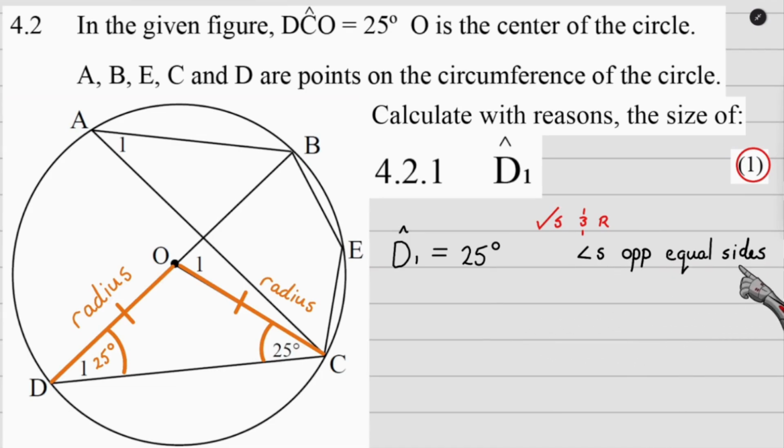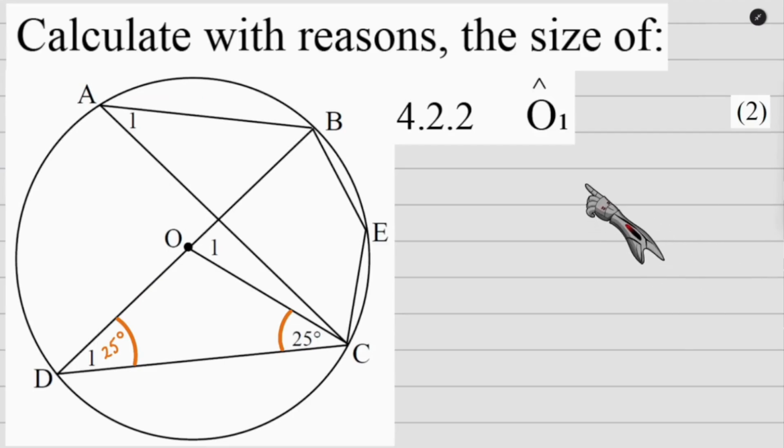And bear in mind, there's another reason you can use. I can say angles opposite equal radii. That's also acceptable. And next up, I need the size of O1. So I can see that O1 is an exterior angle of the following triangle, triangle DOC. If I just extend this line DO, it encompasses the angle O1 between the triangle and that line extension.